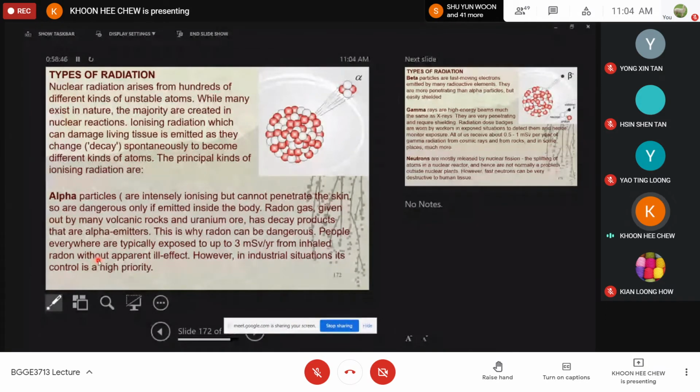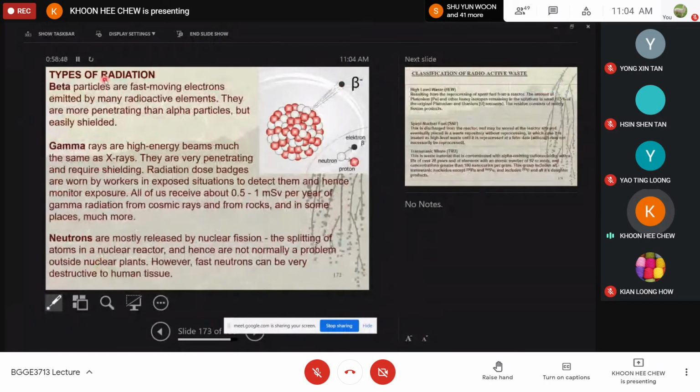The next is the beta wave. Beta particles are fast moving electrons emitted by many radioactive elements. They are more penetrating than alpha, but easily shielded. They can penetrate through your skin, but they are shielded by aluminum. And gamma rays are high energy beams, almost the same as X-rays. They are very penetrating and require shielding.